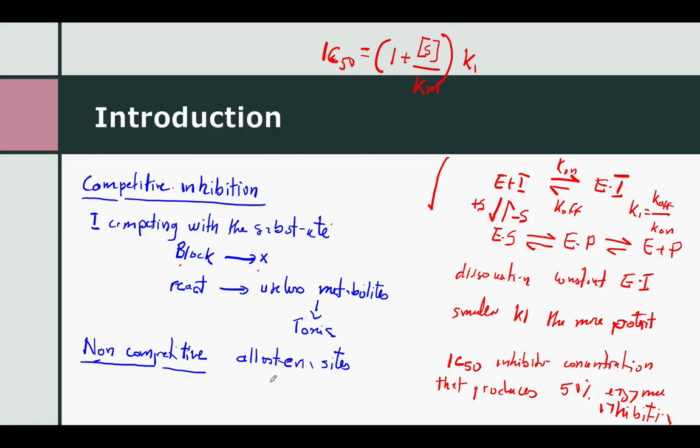Okay, so basically the inhibitor is going to bind at an allosteric site, causing a conformational change, preventing the substrate from binding to its enzyme. Okay, so let me give you some case studies here.